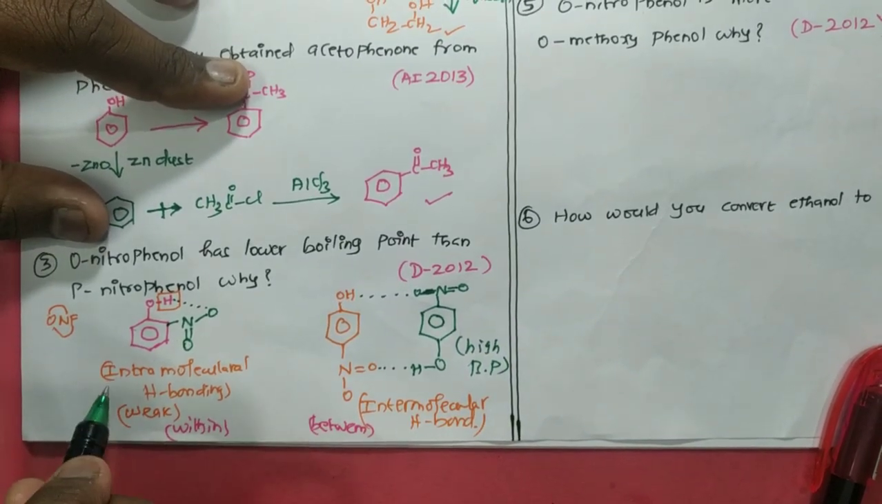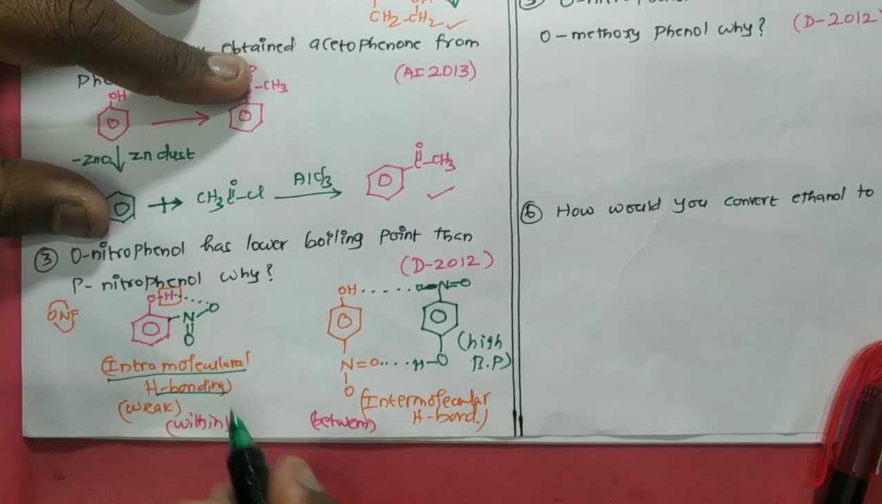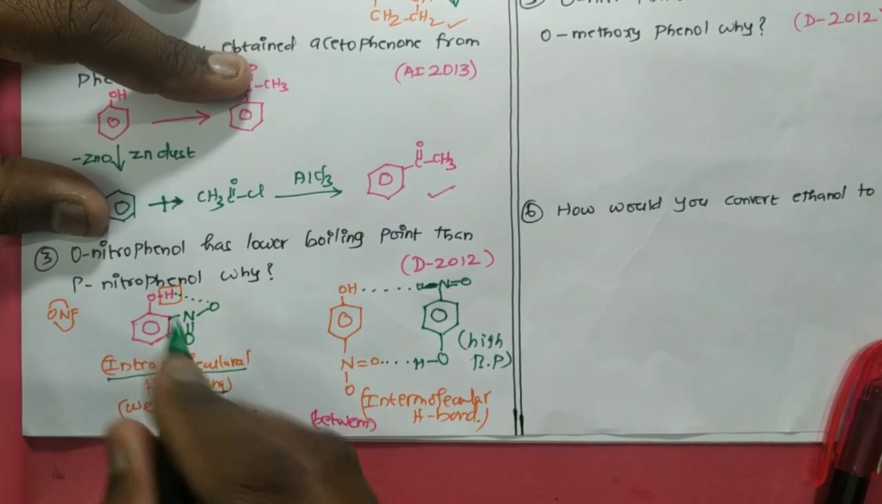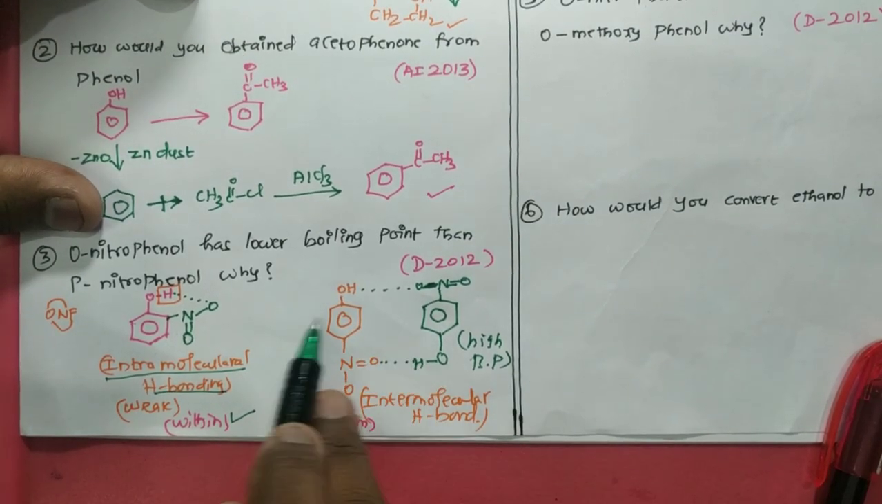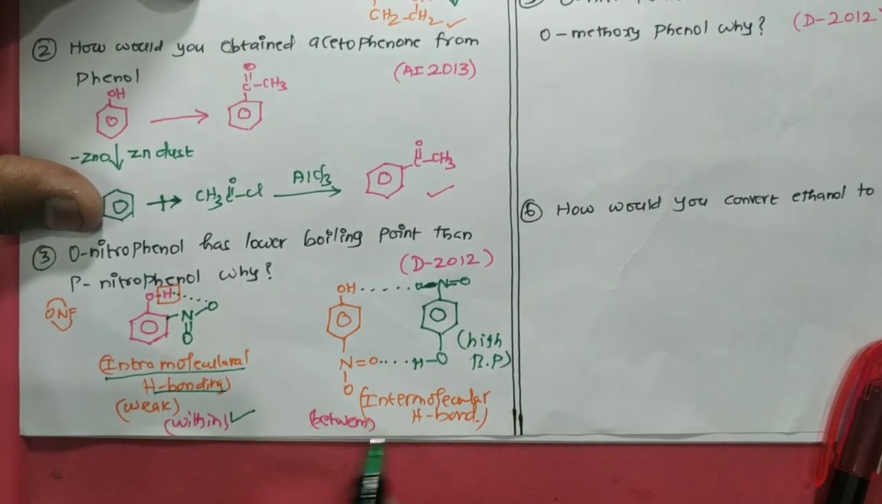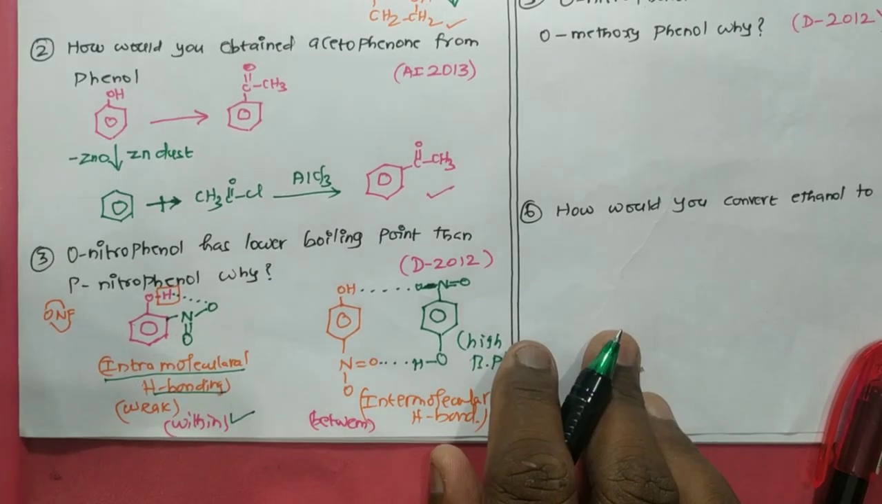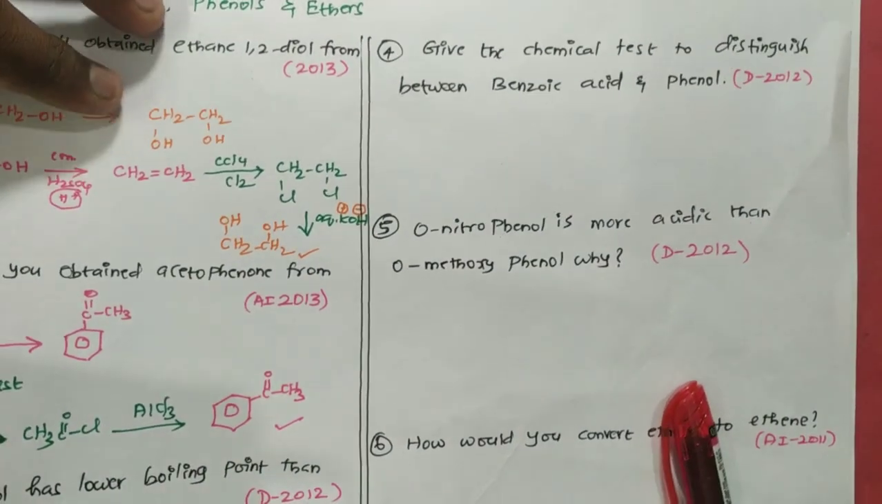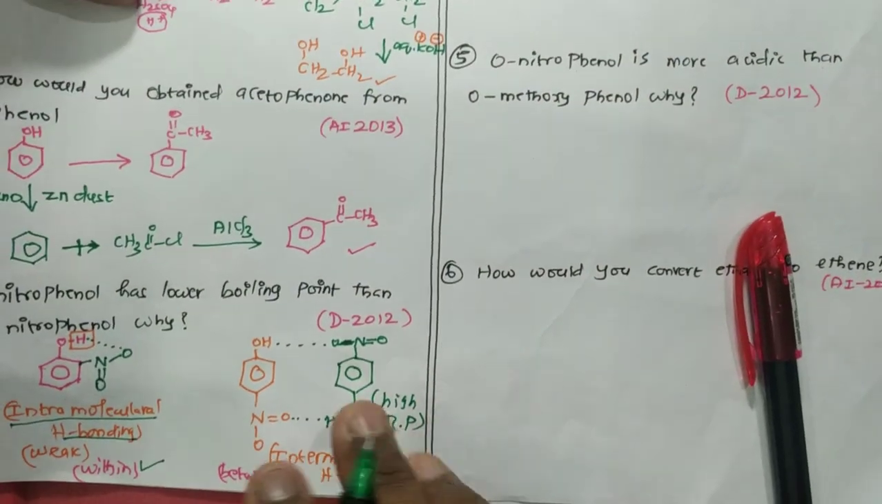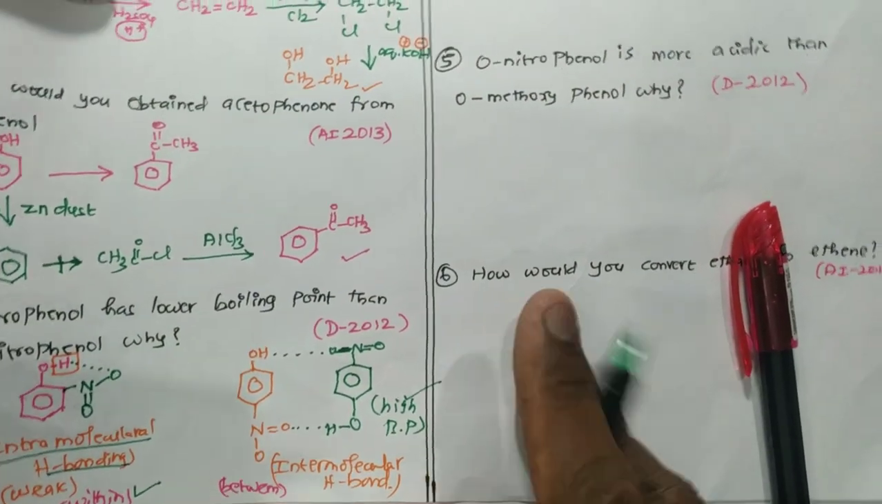This is because of intramolecular hydrogen bonding, that is, within the molecule itself the hydrogen bonding is existing. But in this case between the two molecules the hydrogen bonding is existing. That is called intermolecular hydrogen bonding. That is a very, very strong force. Strong bonding is there, that is why it has a higher boiling point. Are you able to understand, students?